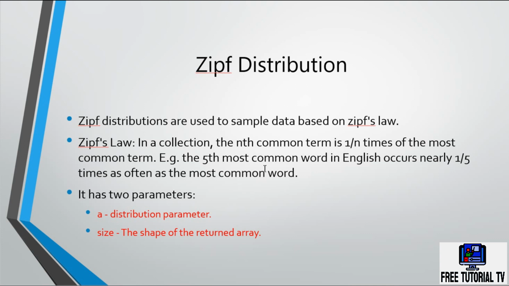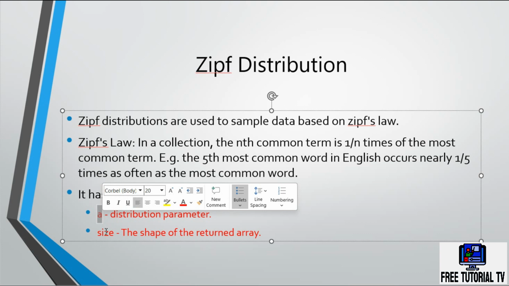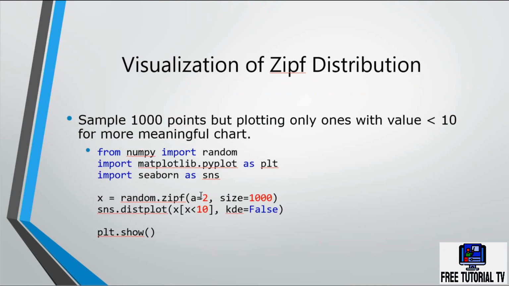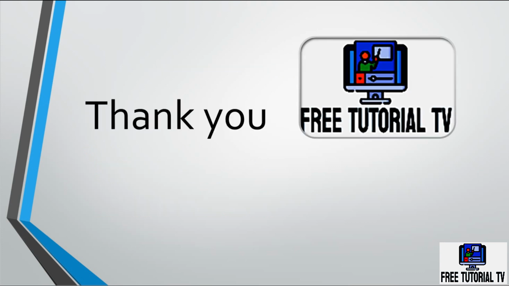In the Zipf, the same way, you have to give a distribution parameter a and the size of the array, and you can generate an array called x, and after generating x, you can put it into a distribution plot, and you can still see the output. So this is all about visualizations.